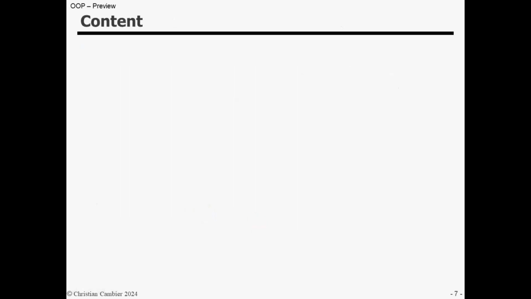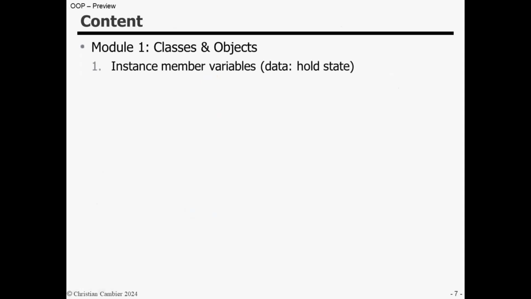What am I going to cover? The first module covers fundamental principles about classes and objects, and they are explained over 9 chapters. In the first chapter, I'll introduce a class and start by defining data as instance member variables. Member variables hold the state of an object. In the next chapter, I'll add behavior to the class, implemented as member functions or methods. Methods enable an object to do things, to act.